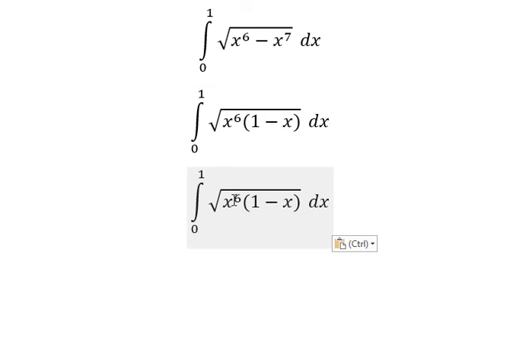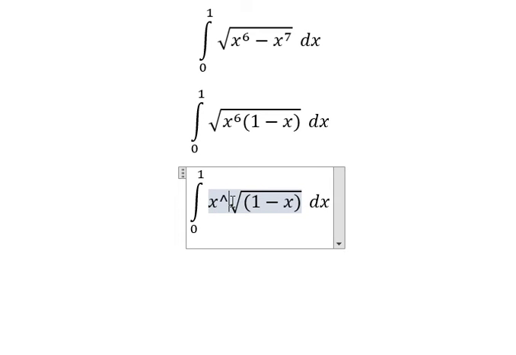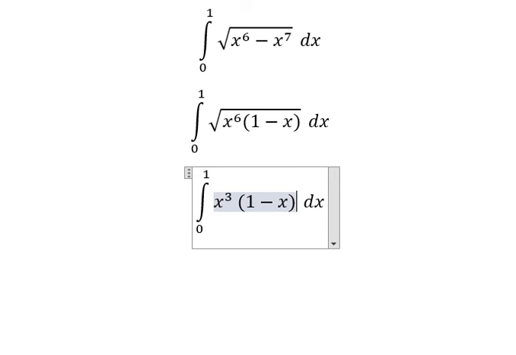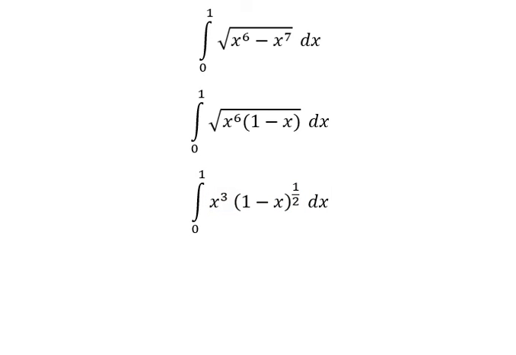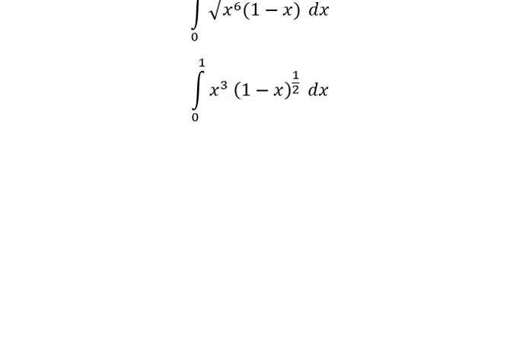We know that the square root of x to the power of 6, you get x to the power of 3. And this one, the square root of 1 minus x, you get 1 minus x to the power of 1 over 2. And now we can apply the formula in here.